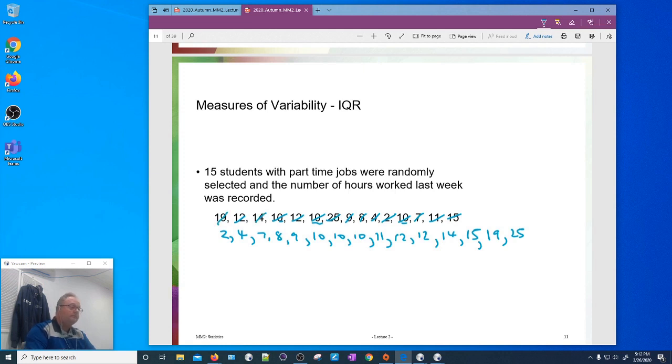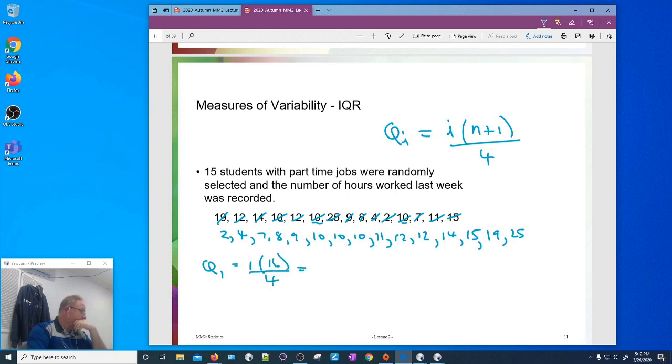Very good. So going back to our equation, tell us what the quartile is by doing i times n plus 1, divided by 4. Okay, so for our first quartile, Q1, 1 times 15 plus 1, which is 16, divided by 4.